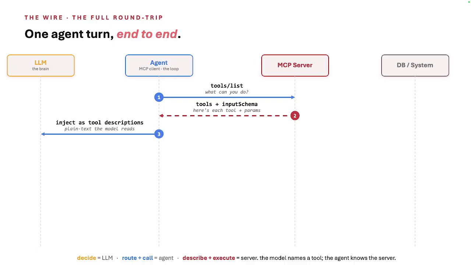The agent relays this information to the LLM, which is already thinking through solving the complex problem, and puts that information in the context of the LLM.